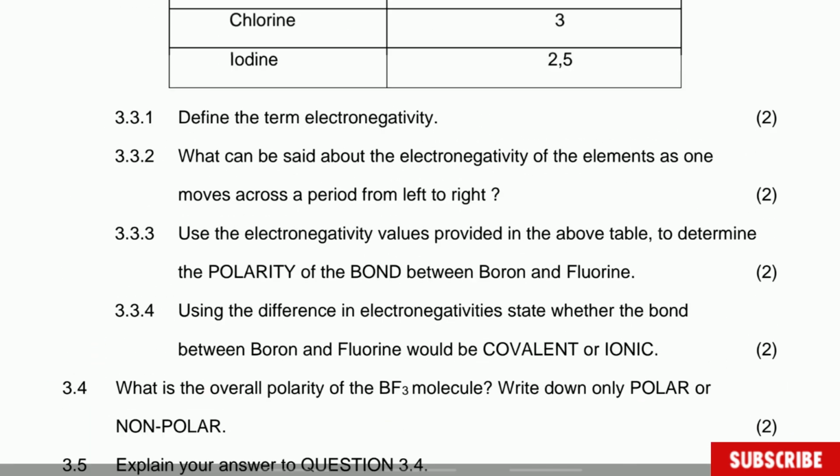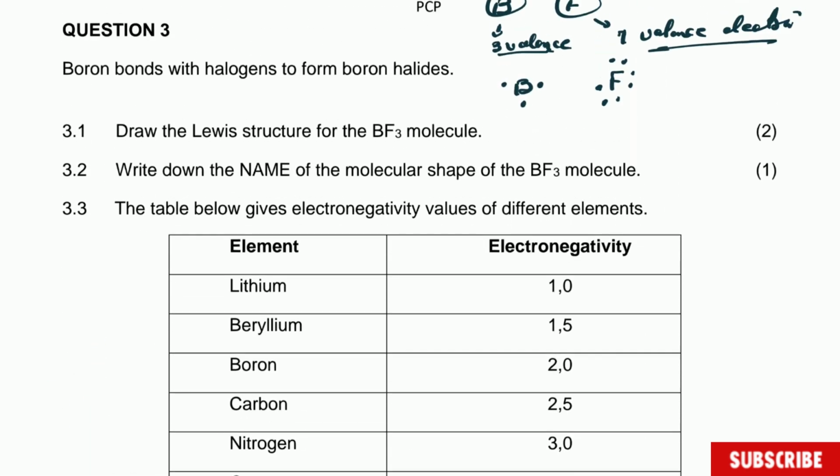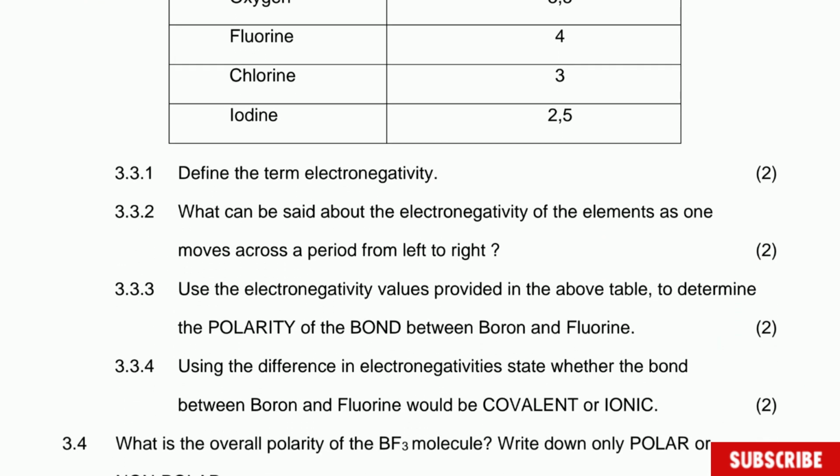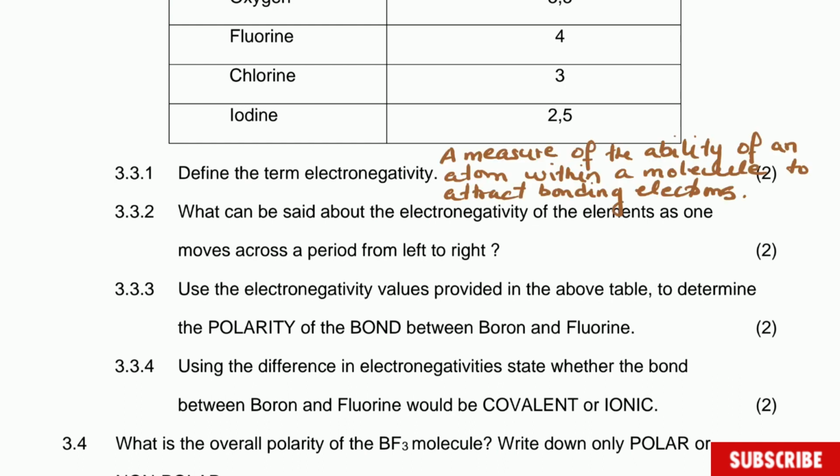Let's go to question 3.3. The table below gives electronegativity values of different elements, and they give you the elements and the electronegativity. Define the term electronegativity, and this is a term for grade 10, guys. Okay, so what is electronegativity? It's the measure of the ability of an atom within a molecule to attract the bonding pair. So it's the strength with which an atom is pulling the bonding pair. The higher the electronegativity, the stronger they're going to pull the bonding pair.